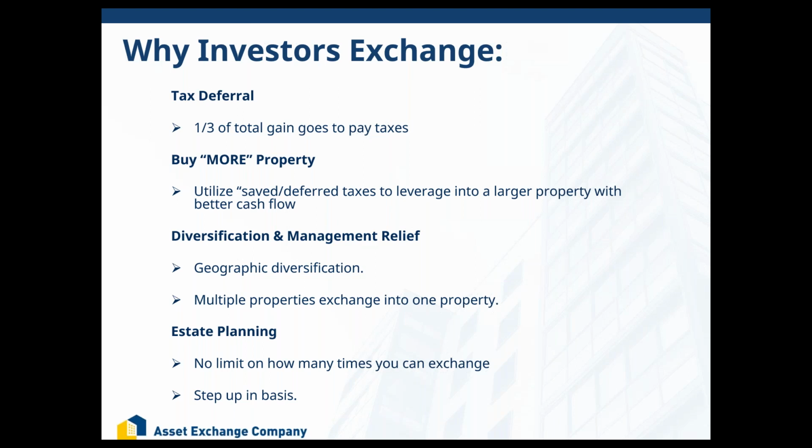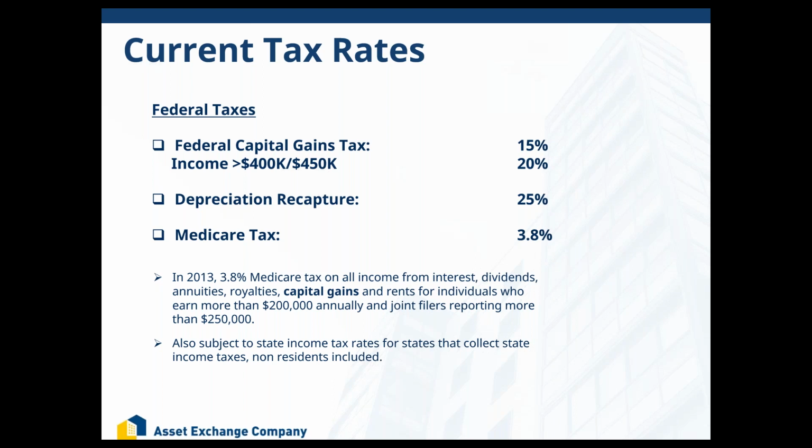All right. Now, what are current tax rates? So typically when you sell real property, if you have any gain in the property, you're going to be subject to capital gains taxes. Now, capital gains taxes right now are either 15% or 20%. The 15% historically was applied if you were single and you had income of less than $400,000 a year, or if you were married and you had income of less than $450,000 a year. That's where you were at the 15% capital gains tax rate.